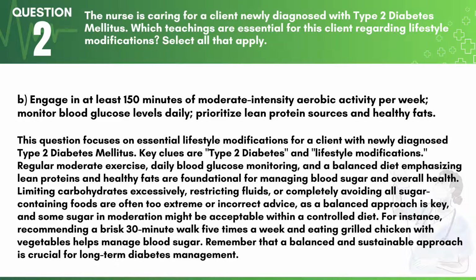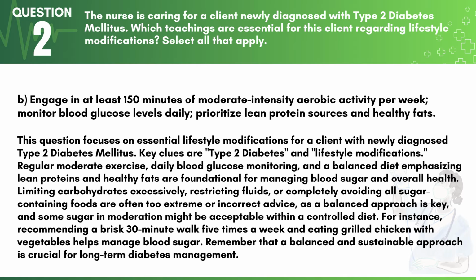Answer. Engage in at least 150 minutes of moderate-intensity aerobic activity per week, monitor blood glucose levels daily, prioritize lean protein sources and healthy fats. This question focuses on essential lifestyle modifications for a client with newly diagnosed type 2 diabetes mellitus. Key clues are type 2 diabetes and lifestyle modifications. Regular moderate exercise, daily blood glucose monitoring, and a balanced diet emphasizing lean proteins and healthy fats are foundational for managing blood sugar and overall health.